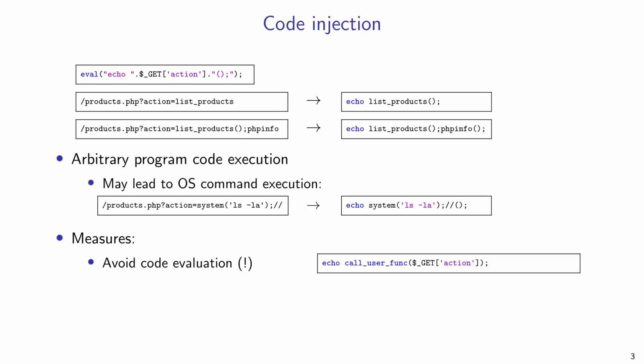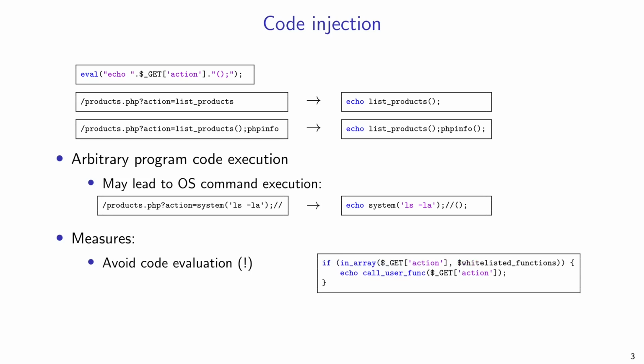In this particular case, we could have used the call_user_func function instead, which would call the function whose name is passed here as an argument. This code, however, is still insecure as it allows an attacker to call arbitrary PHP functions. To fix this, we would need to check the received function name against the whitelist. Here's an example of such a whitelist check. So only if the received value is among the whitelisted functions, only then we execute the requested function.